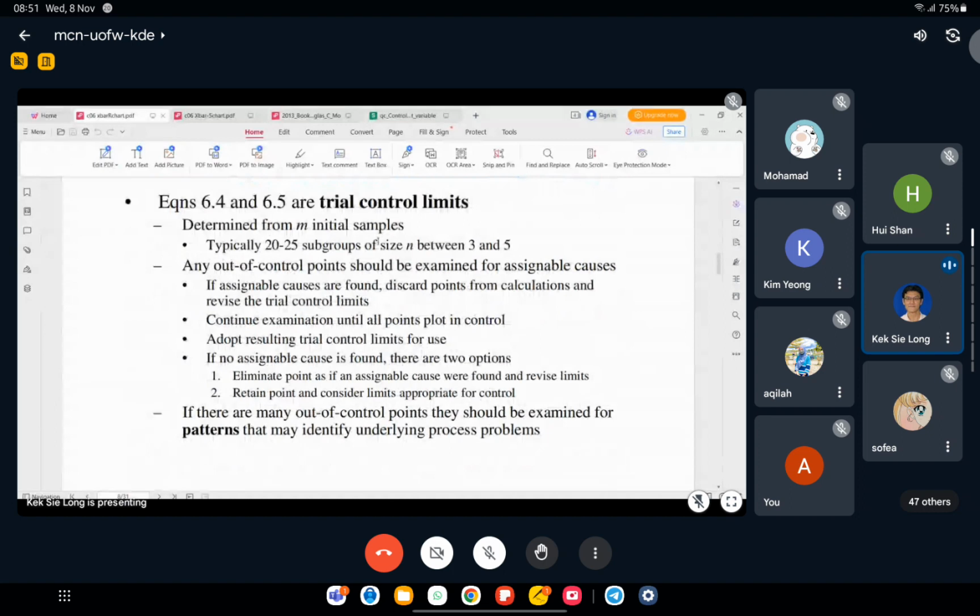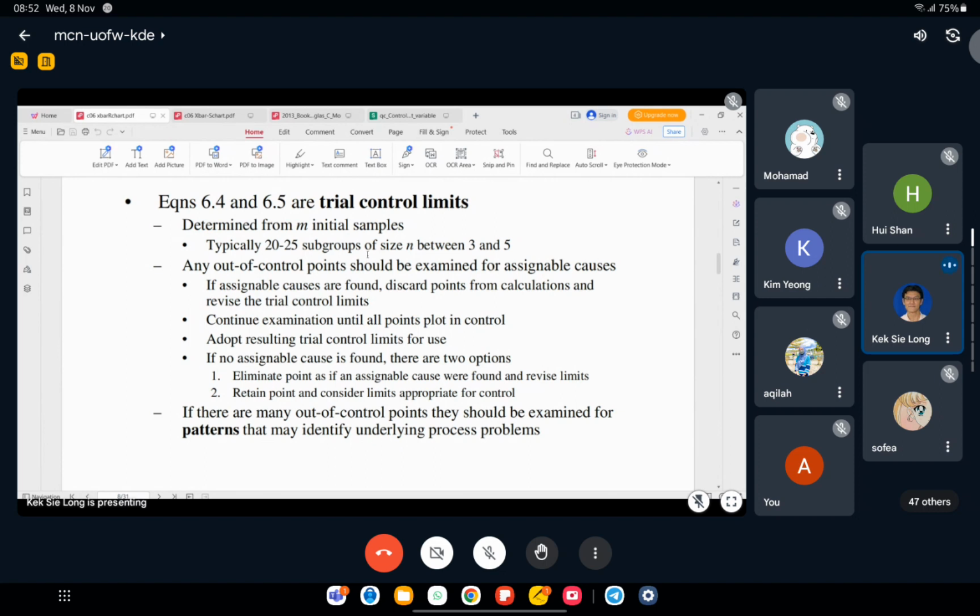So this slide is a simple explanation. Determine the trial control limits from an initial sample of typically 20 to 25 subgroups of size n between 3 and 5. Any out of control points should be examined for assignable causes. If assignable causes are found, discard the point from the calculation and revise the trial control limit.